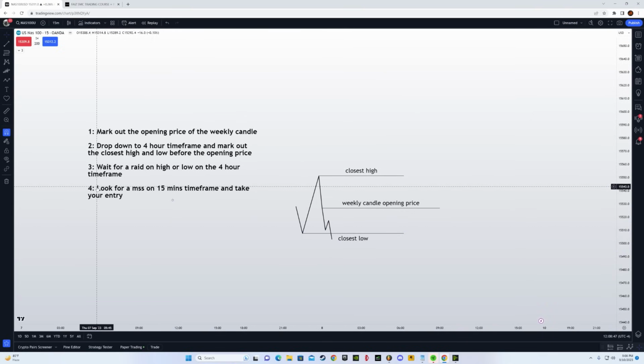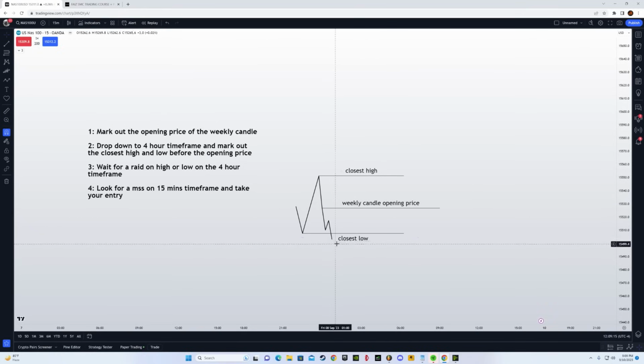Now, once price takes out the low on the 4-hour time frame, rule number 4 is that we look for a market structure shift on the 15 minutes time frame. So we are using 3 time frames here. On the weekly, we marked out the weekly candle opening price. Then on the 4-hour time frame, we mark out the closest high and low before the weekly candle opening price, to the left of it, if that makes sense.